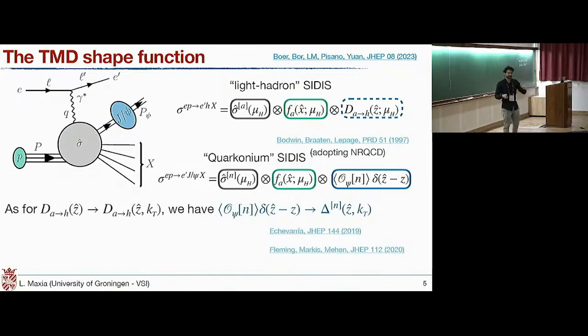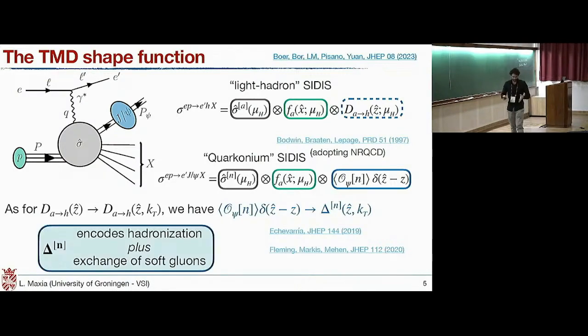So these objects will acquire some kT dependence. In the same way, also the non-perturbative matrix element has to be generalized, so they also have to acquire some kT dependence, and you will describe a new quantity, which is the TMD shape function, which was first introduced by these two papers, in particular the first one.